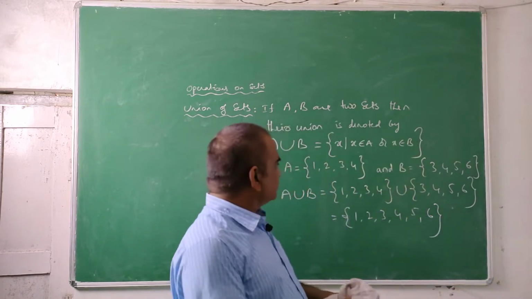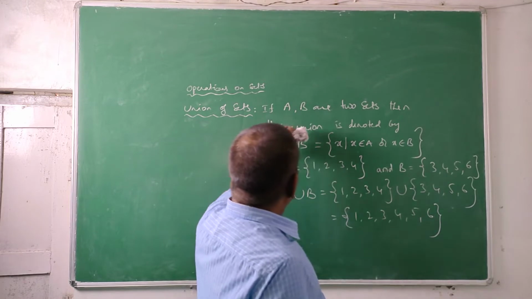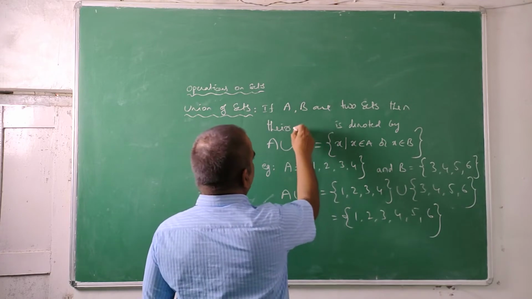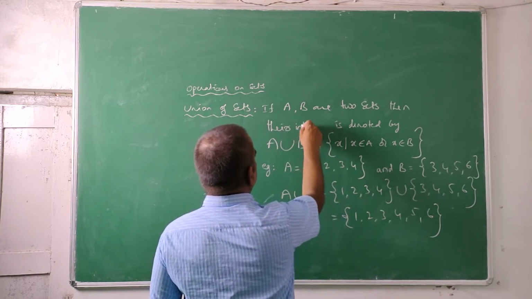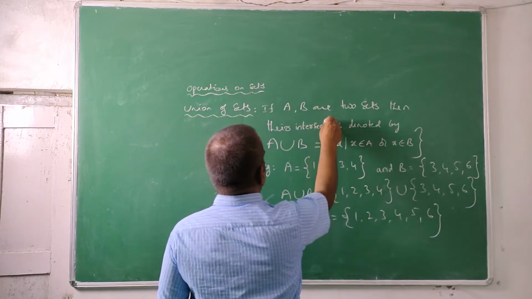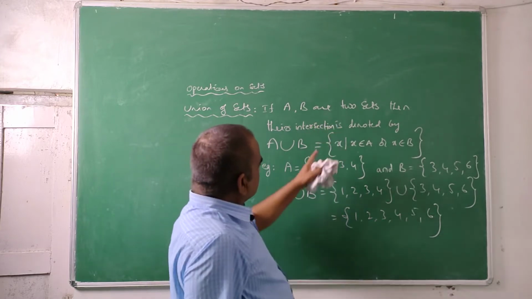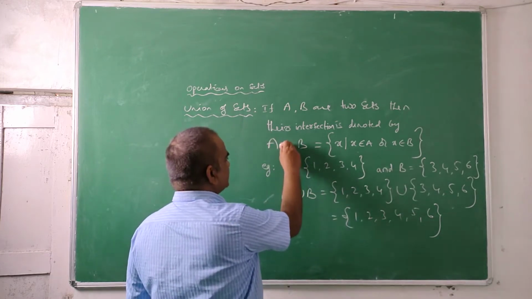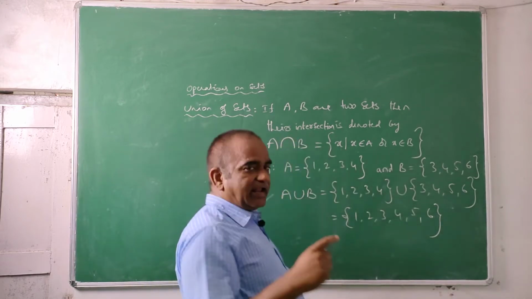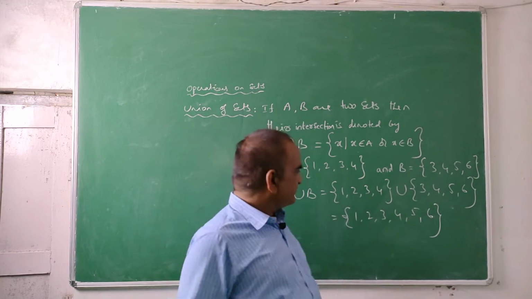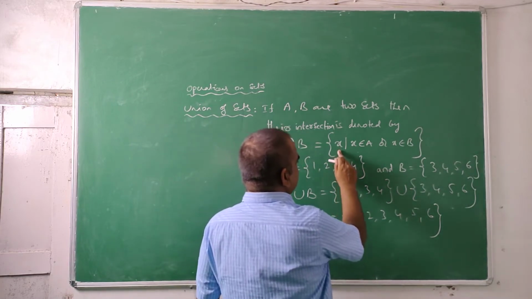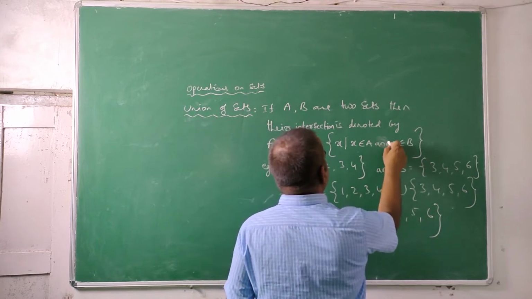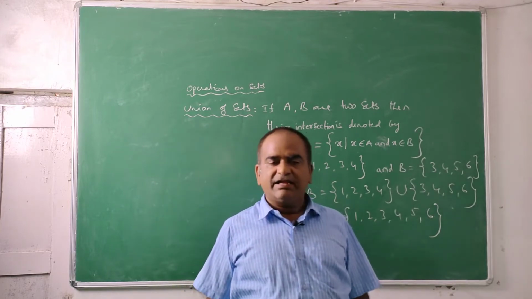Coming to intersection, if A and B are two sets, then their intersection is denoted by A intersection B. It's like cap, A intersection B. And it is defined as the set of all x such that x belongs to A and x belongs to B.